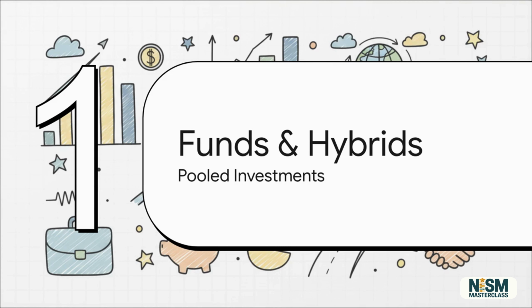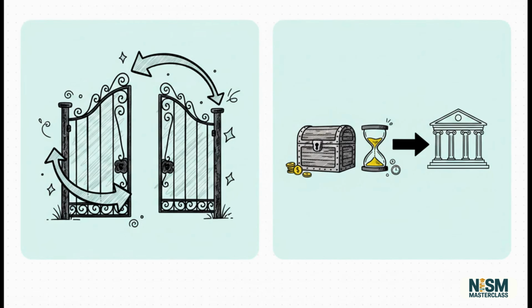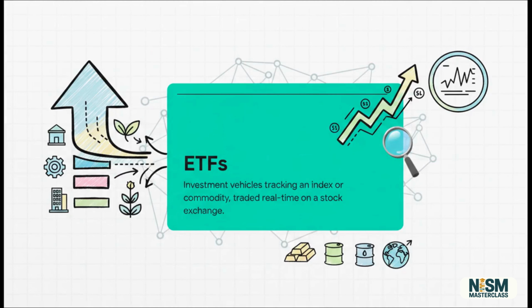Let's take a quick mental breather and jump into Section 3, funds and hybrid instruments. So mutual funds pool money from a bunch of investors, but you really need to know the structural differences for the exam. Open-ended funds are incredibly flexible. You can buy or sell units anytime directly with the fund at the net asset value, or NAV. Closed-ended funds are a totally different story. They have a fixed unit capital and a fixed maturity. To buy or sell them after the initial offer, you actually have to trade them on the stock exchange where they are mandatorily listed.